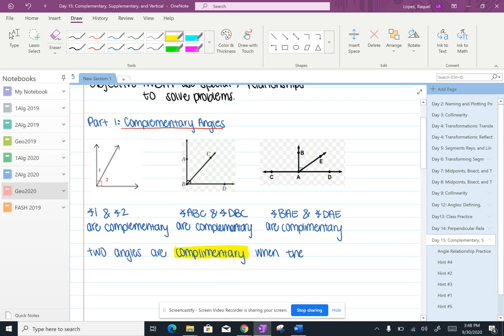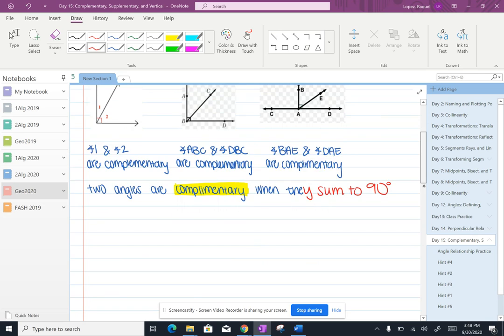So one thing that all of these have in common is that all of the angles that we say are complementary sum to 90 degrees. So we can summarize that idea. Two angles are complementary when they sum to 90 degrees.